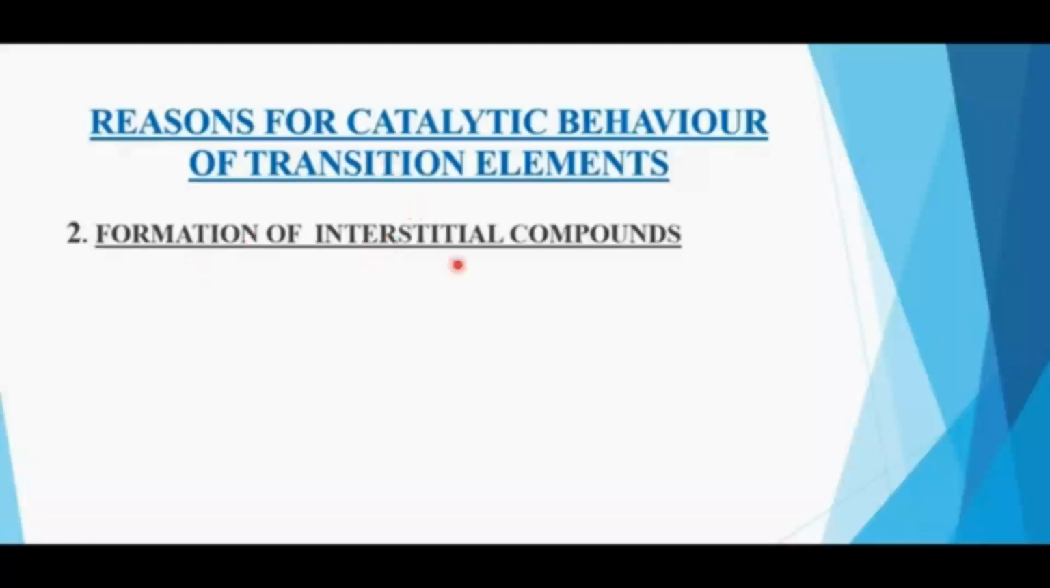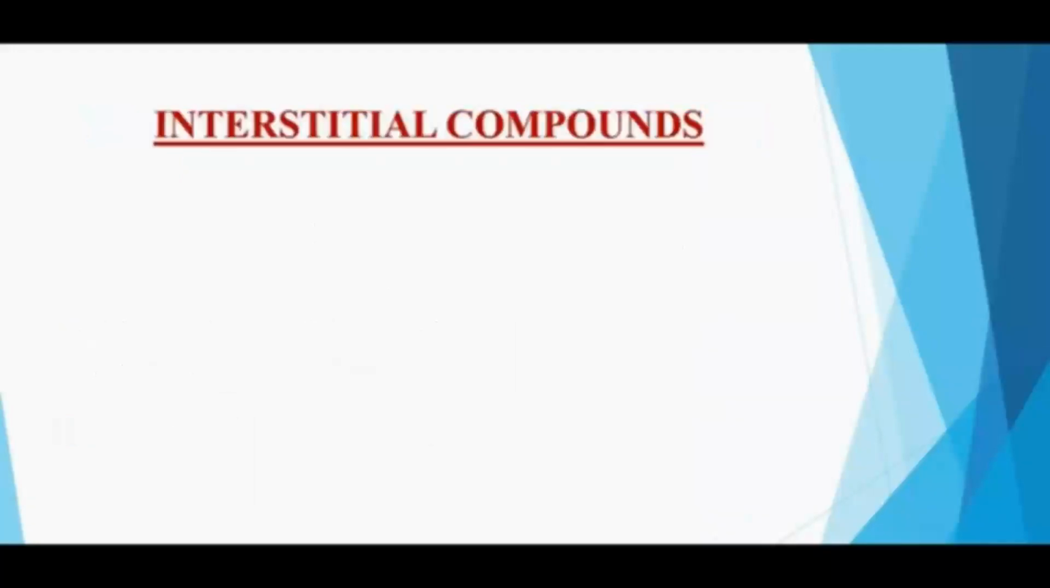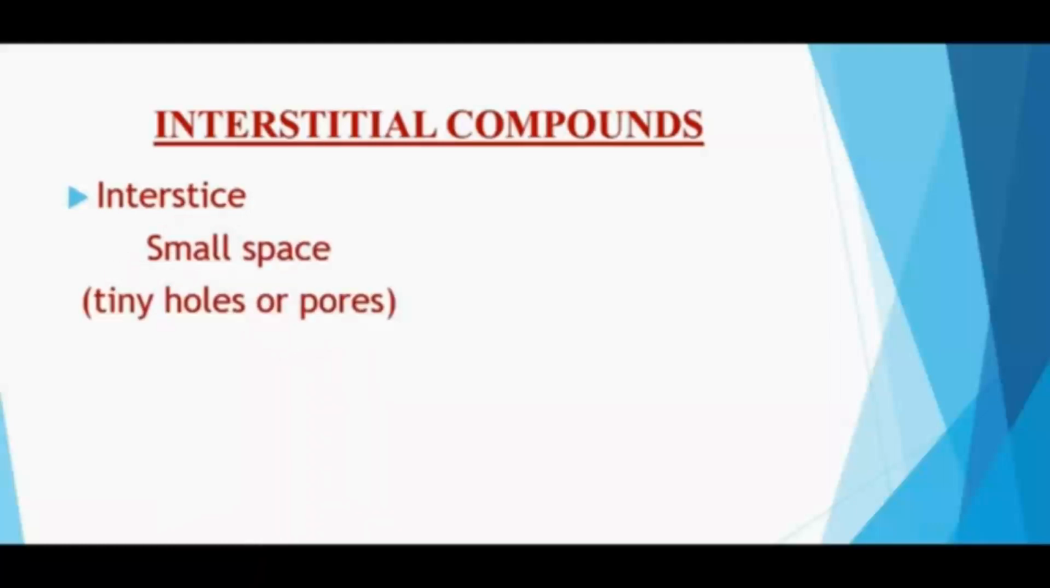The second reason for the catalytic behavior of transition elements is formation of interstitial compounds. Transition metals form interstitial compounds which activate the reactants, and thus the reaction occurs fast. Now let's try to understand the interstitial compounds. Interstitial is from an English word interstice, meaning small space, a gap, or a tiny hole or pores.